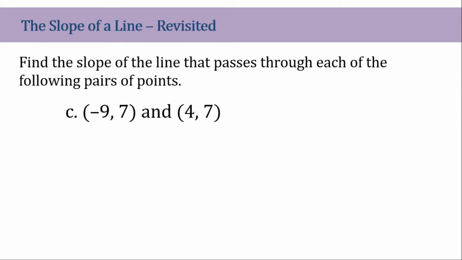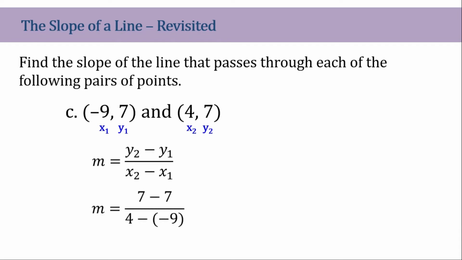Now the third one, letter C. Again, same process. Decide which point is point 1 and point 2. This will be point 1 and point 2. Then after this, we will be substituting all the given values that we have into the formula. That is 7 minus 7 over 4 minus negative 9.